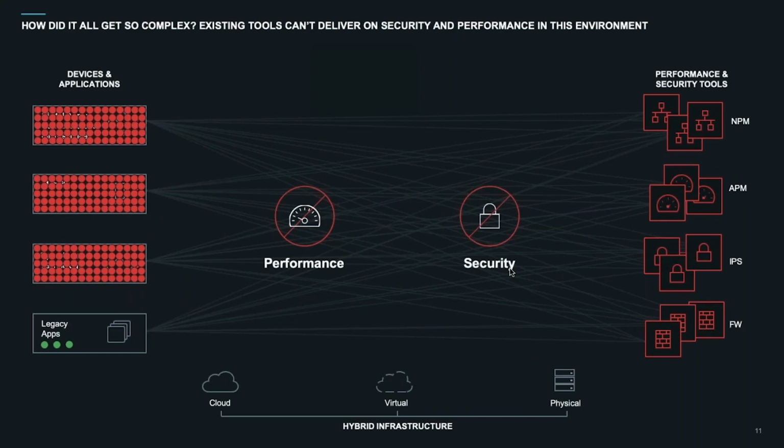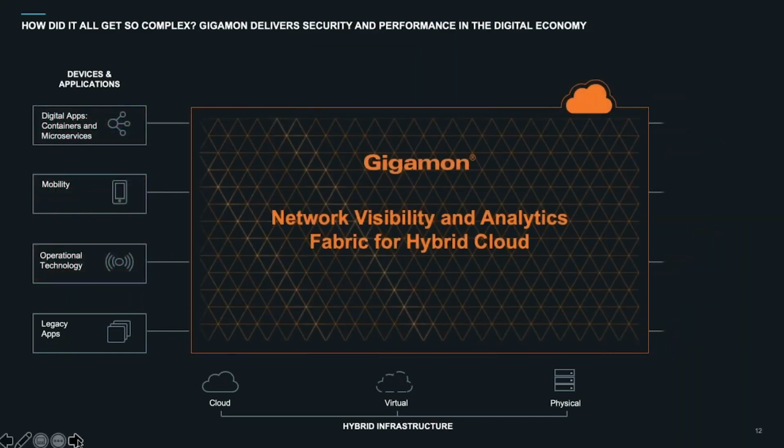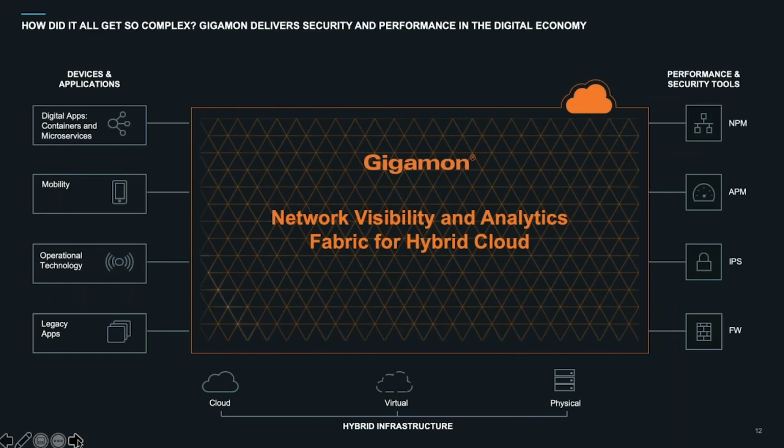And very quickly, you get into a situation where you have neither the performance nor the security that you're trying to deliver. So how do you address that? Our view is that the way to address this complexity is to simplify the interfaces between all these things. And that's where Gigamon comes into its own. The reason that we talk about Gigamon as a fabric is exactly that. It knits together all these separate elements within your network.